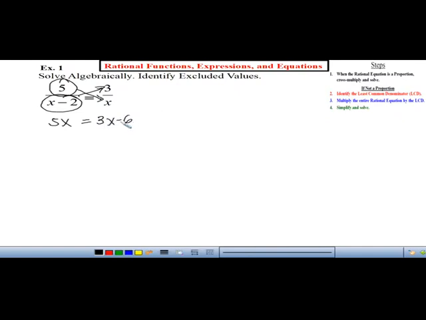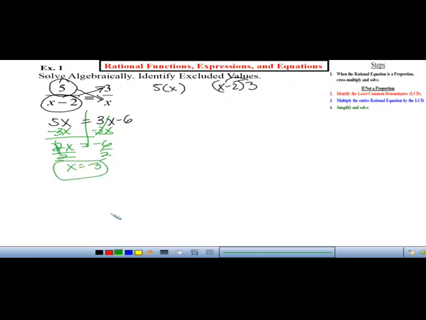6. Now, for those of you that don't see it, I'm going to write that up here, 5 times x, and then I have x minus 2 times 3. 5 times x is 5x, distribute this one, so that's here. From there, let's simplify and solve. We need to get all variables to one side, so minus 3x, minus 3x. We're left with 2x equals negative 6. And at the end, divide by 2. x equals negative 3. Am I done?